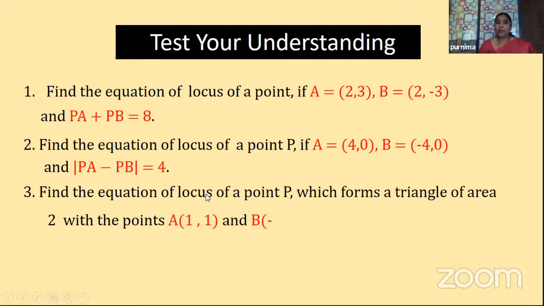Find the equation of locus of a point P which forms a triangle of area 2. Here units are not given, children, but still you have to understand it as square units because it is representing area. Yes, with the points A (1, 1) and B (-2, 3).